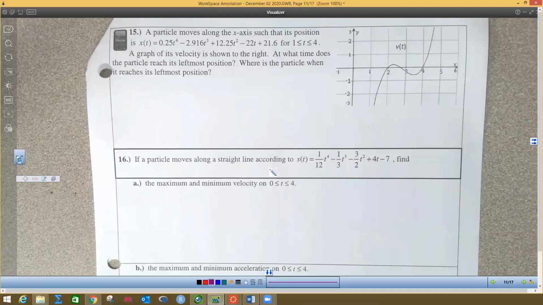Okay, so it says if a particle moves in a straight line according to this function, find the maximum and minimum velocity. All right, so when we were talking about finding the absolute max and min, you have some function, right? We had some function equals whatever. What did we use to find the critical numbers of the function? What did we have to use to find the critical numbers? Anybody know?